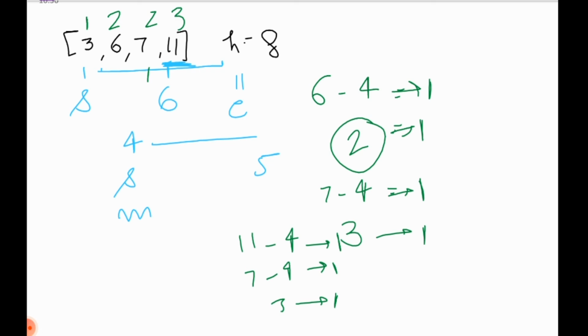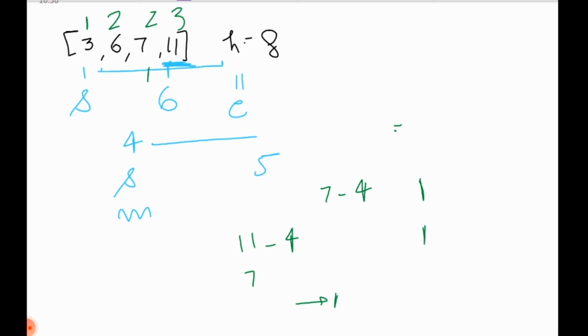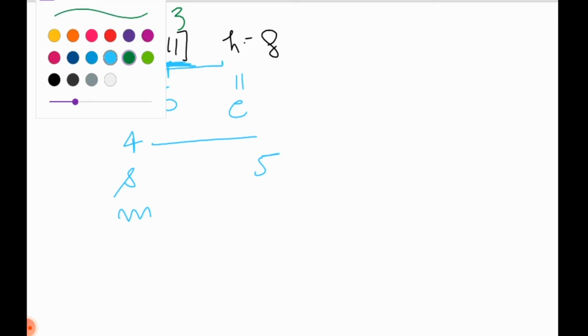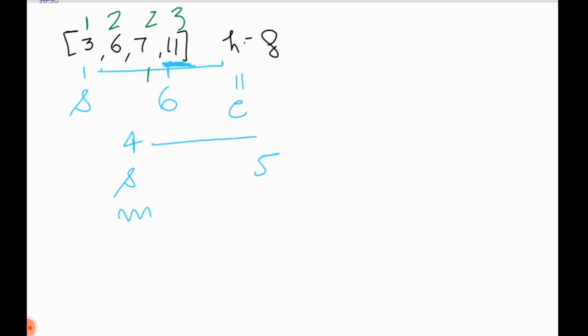So now, as I have found a potential answer, what I will do, folks? I will bring my end pointer to mid minus 1. Right? Now my mid is 4, my end is 5. So what will happen here?